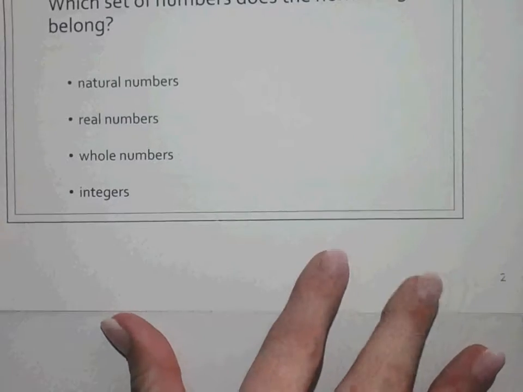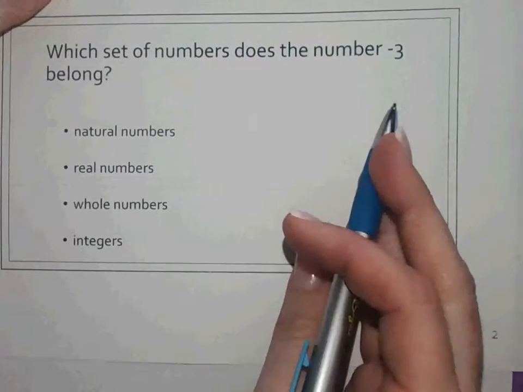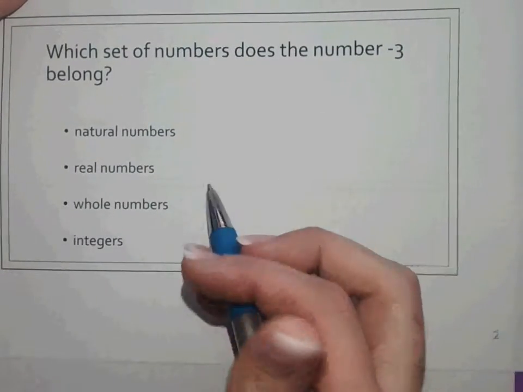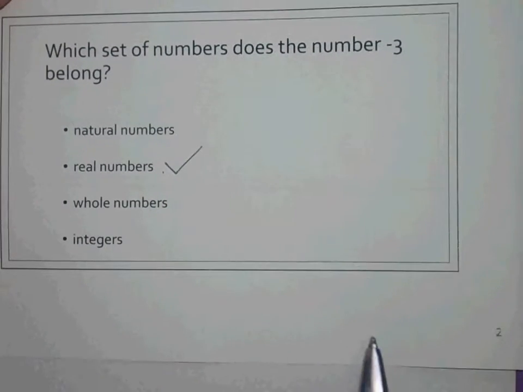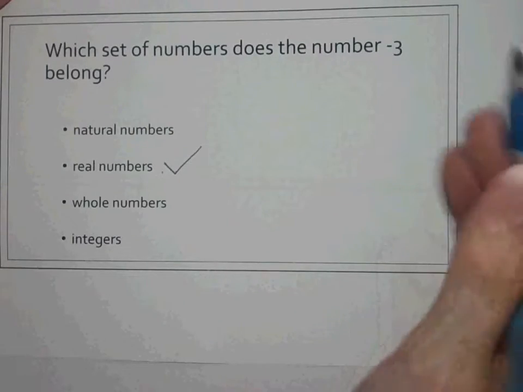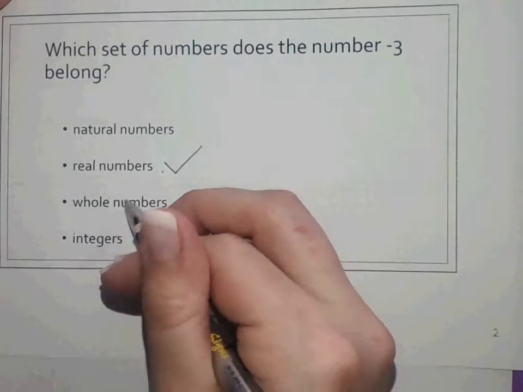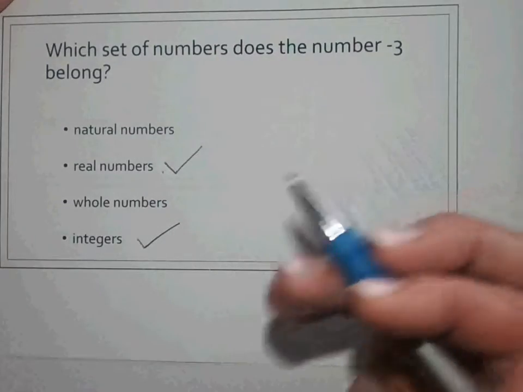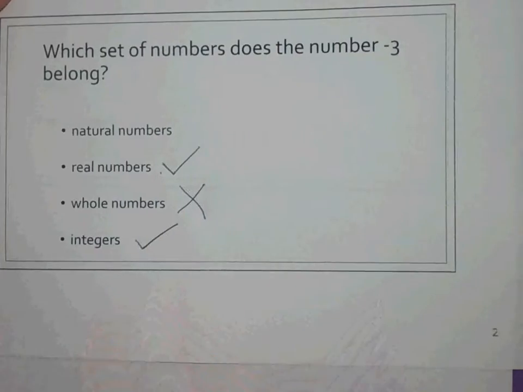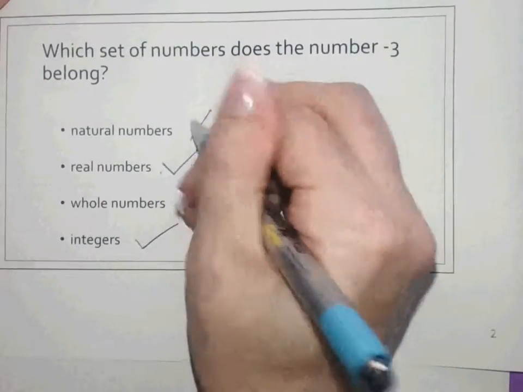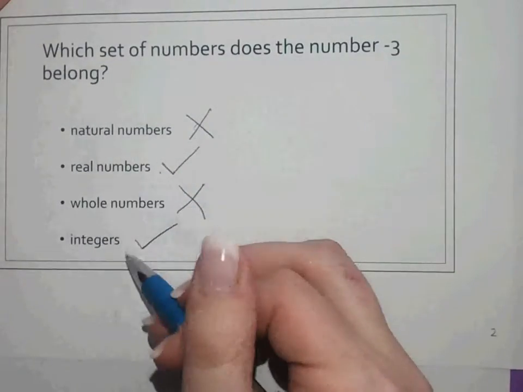Which set of numbers does the number -3 belong to? Well, we know right off the bat that it's a rational number. Okay, it is a real number. Real is all of your numbers that you know. -3 is also an integer because it's negative. Is it a whole number? Well, it is a whole number that is negative. So I'm going to say no, it's not a whole number because those are all positive, and natural numbers are your counting numbers, and you don't count with -3. So this one would be real and an integer.